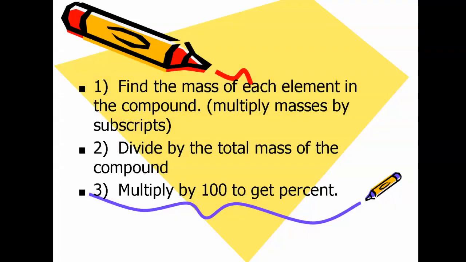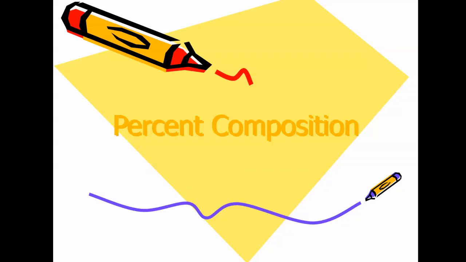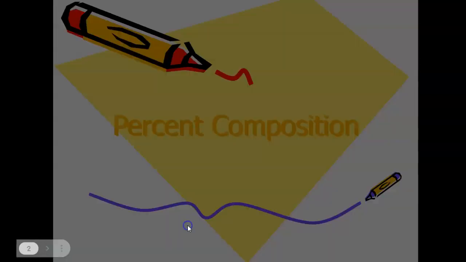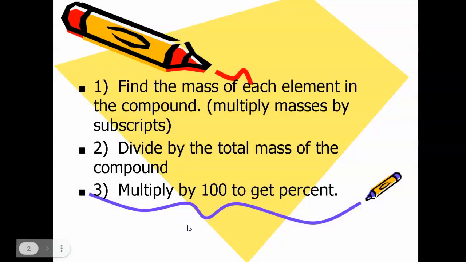So we're going to have 3 steps, and you should write these in your notes. The title, again, should be percent composition. And for your 3 bullet points, you should find the mass of each element in the compound. And remember, we're going to look up the masses of each element on the periodic table, and we're going to multiply our masses by their subscripts. The subscripts are going to be very important. They're going to tell us how many to multiply each mass by. Then we're going to add all those together and divide by the total mass of the compound, and that's going to give us the percent when we multiply by 100.